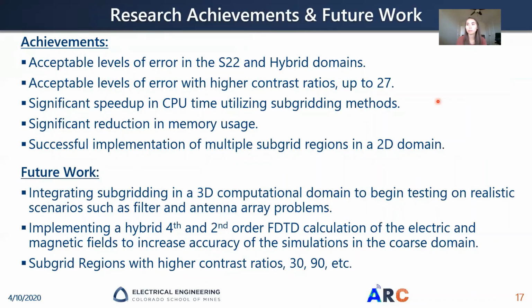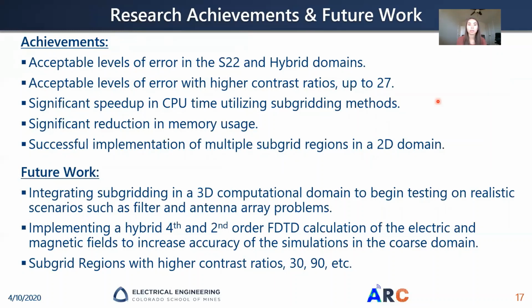So a lot of the achievements that we've talked about today, we're seeing very acceptable levels of error in both the S22 and hybrid domains up to contrast ratios of 27, as well as a significant speed up in CPU times and reduction in memory usage, which is very ideal for subgridding situations, and also a successful implementation of multiple subgrid regions in a 2D domain.